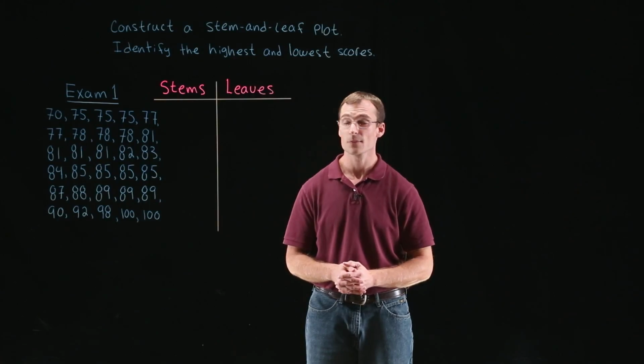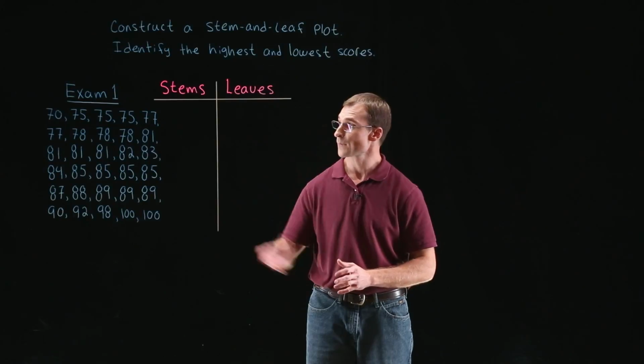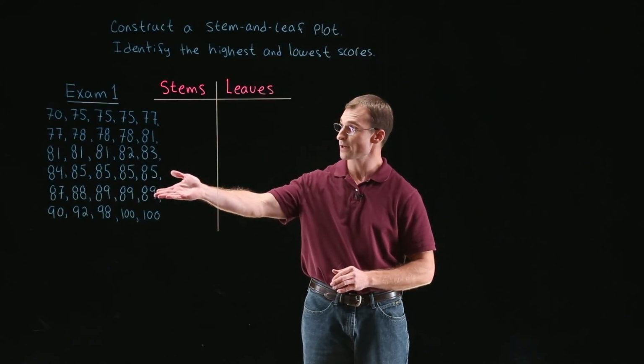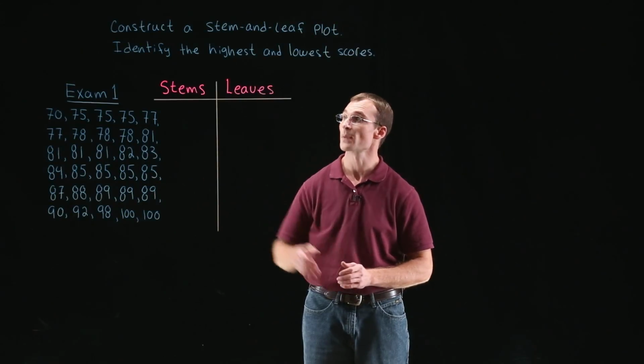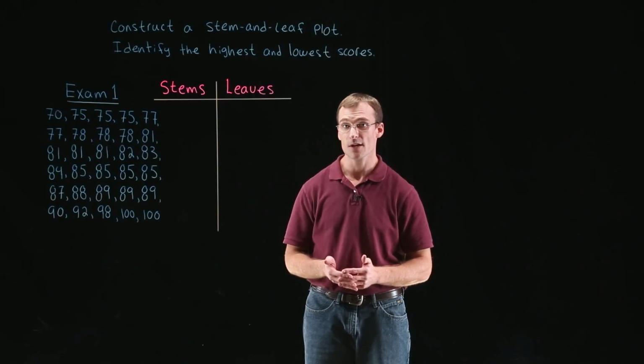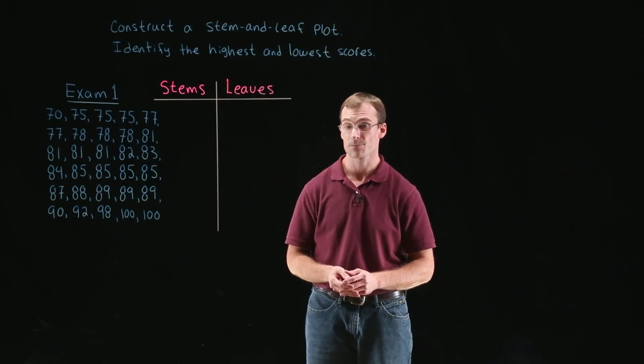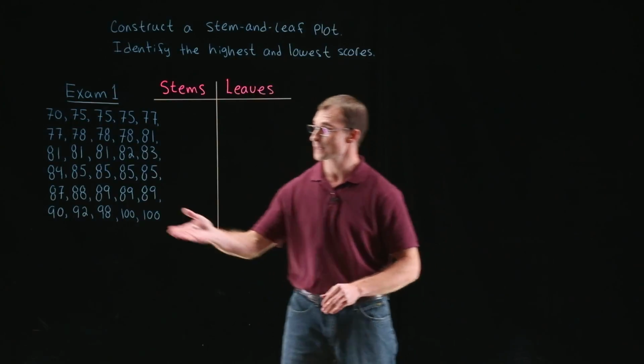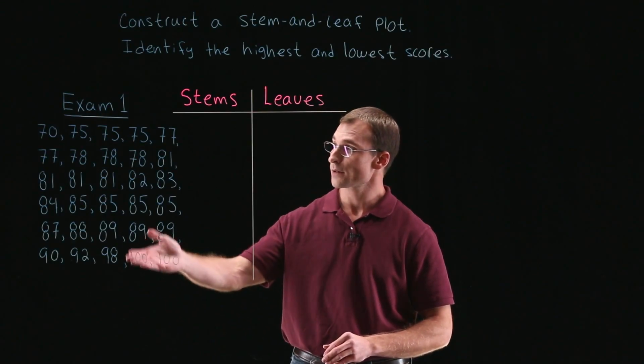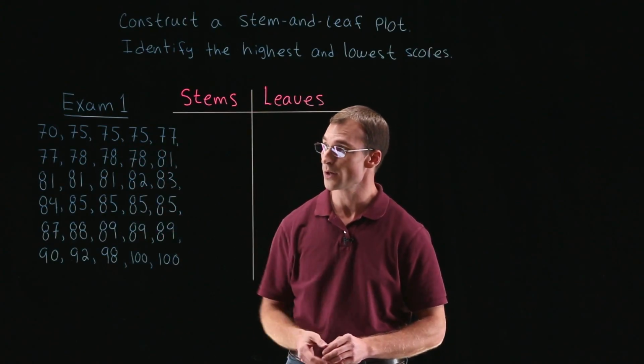Hello everyone, I'm Adam. In this problem, we're going to be constructing a stem and leaf plot for our Exam 1 dataset, which we have here, which we've already written in numerical order. And then using our stem and leaf plot, we want to try to identify the highest and lowest scores. So to start with, looking at the data that we have, our data goes from roughly 70 to 100, right?